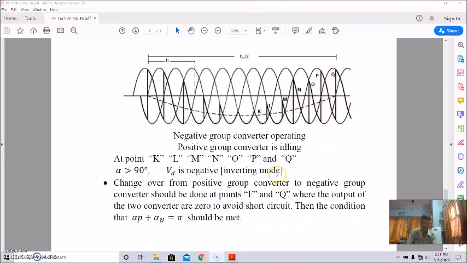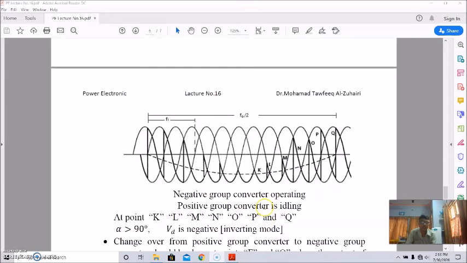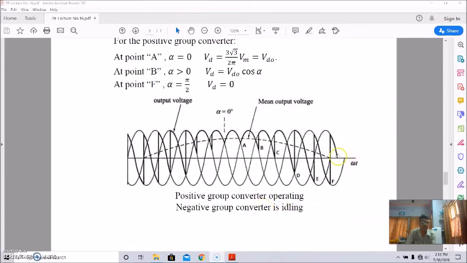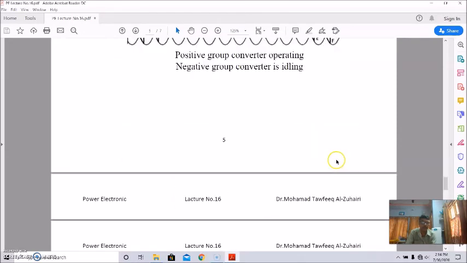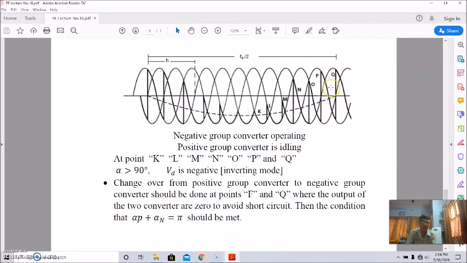So it is in the inverting mode. Changeover from the positive group converter to the negative group converter should be done at point F or Q, because the outputs of the two converters are 0, to avoid a short circuit. Here also it is equal to 0. It is 0 output voltage. Okay, this is the main output. So here it is 0. Or you can change over here at Q. Here also the output voltage is 0.